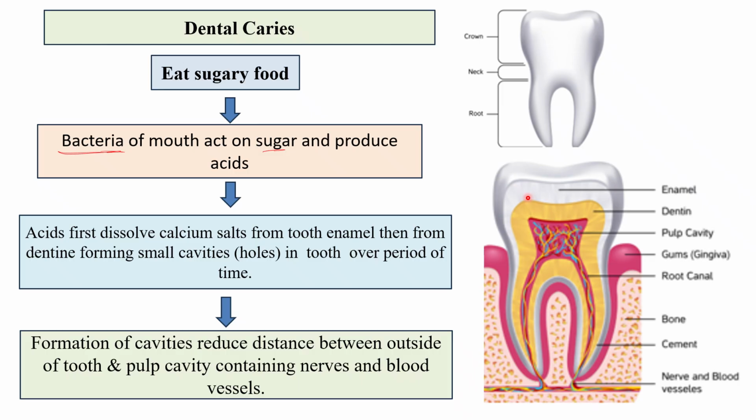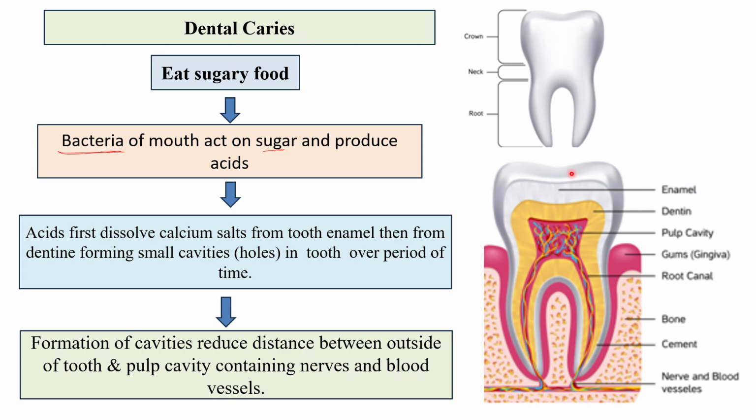Now this crown consists of an outer enamel, then dentine, and below the dentine is the pulp cavity, which consists of nerves. And this is the root, which is embedded in the socket, that is in the gums. And here there are nerves and blood vessels which enter the pulp cavity. Now what happens if we eat any sugary food and do not brush or gargle? Then the bacteria present in our mouth will act on this sugar and produce acid.